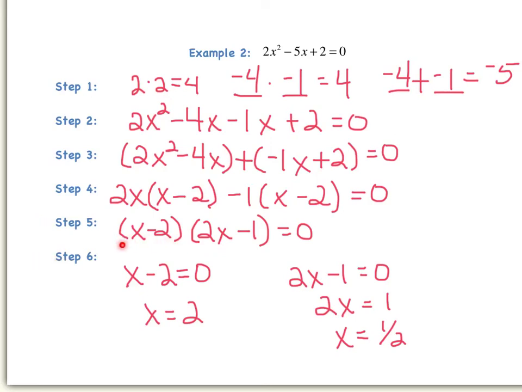Take each binomial, set it equal to 0. So x minus 2 equals 0. Add 2 to both sides, x equals 2. For 2x minus 1 equals 0, first you will add 1 to both sides, and you have 2x equals 1. Then divide each side by 2, and you get x equals 1/2.